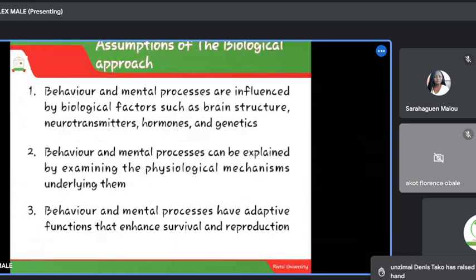Then thirdly, behavior and mental processes have adaptive functions that enhance survival and reproduction. This is also an assumption taken by the biological approach. I guess we are at here. Those are the assumptions.